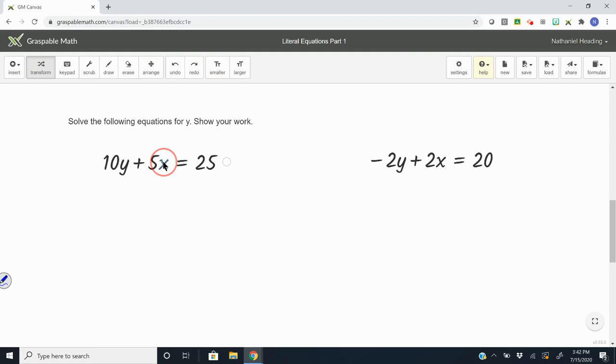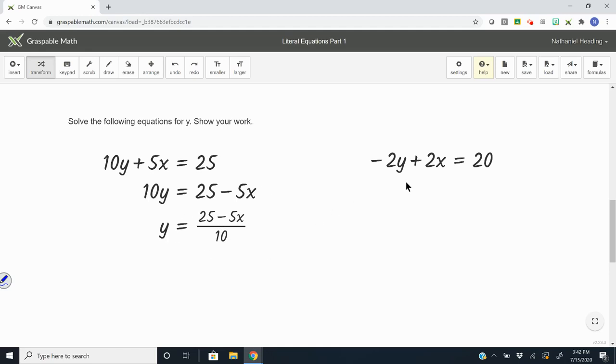I'm going to click and hold, press the space bar, and drag this 5x to the other side. And notice it becomes a minus 5x. Next, to undo this times 10, I'm going to divide by 10. And there we go. We've moved our x, we've divided, and we have a plain y equals this. For right now, this is okay. We'll do some more simplifying with this later.